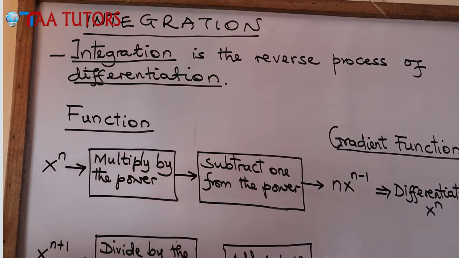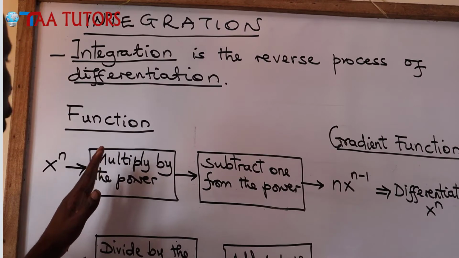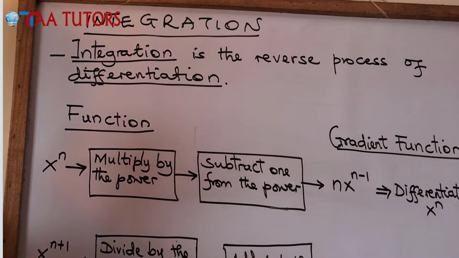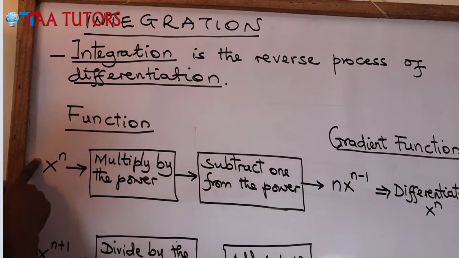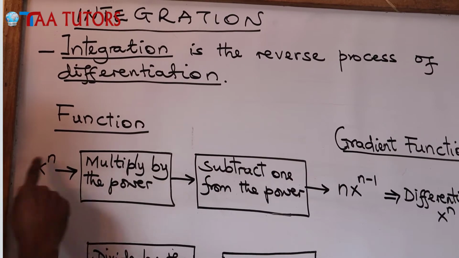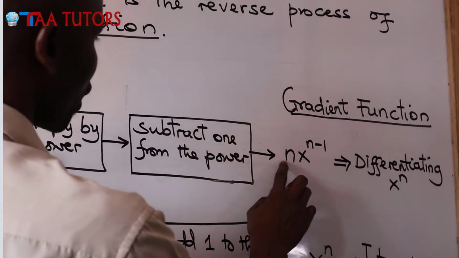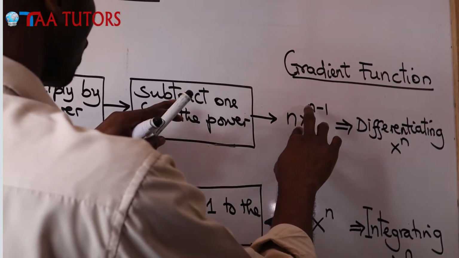We know that usually when you are differentiating a function y equals x power n, first you multiply by n, and then you subtract 1 from that power. When you multiply by n, you have n x power n, and then you subtract 1.